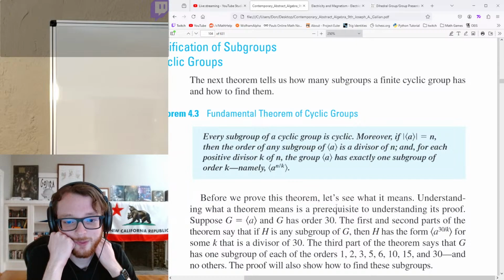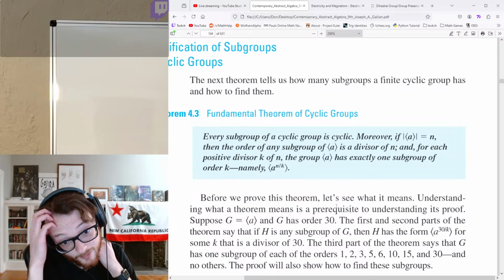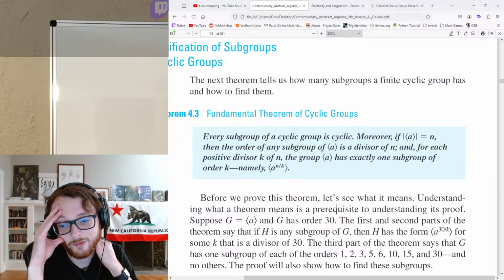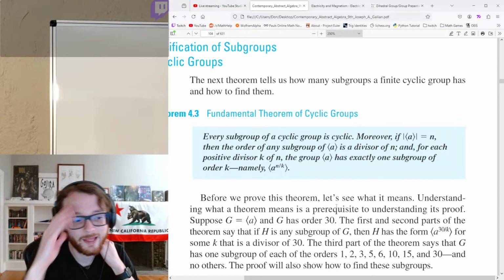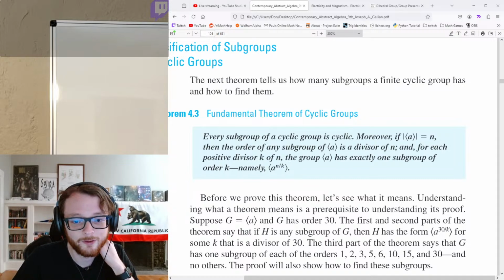Yeah, the book has made typos before. If the order of the subgroup generated, or the group generated by A is n, the order of any subgroup of A is a divisor of n. Yeah. They must have meant 4.4, I think.